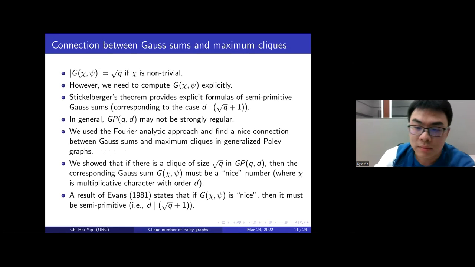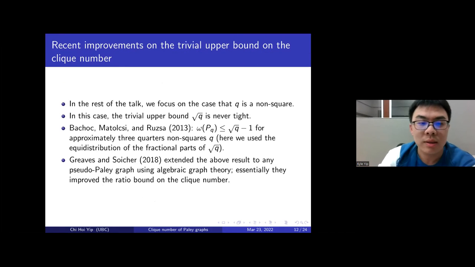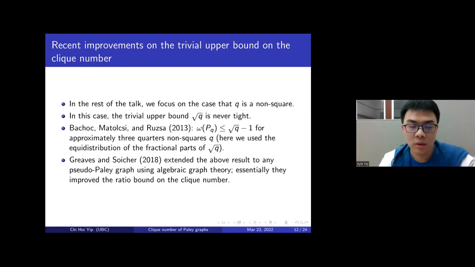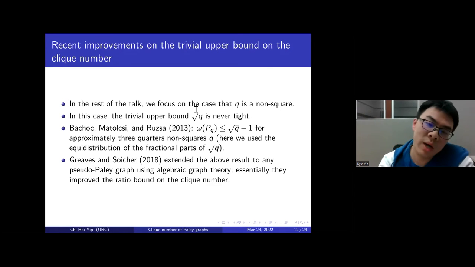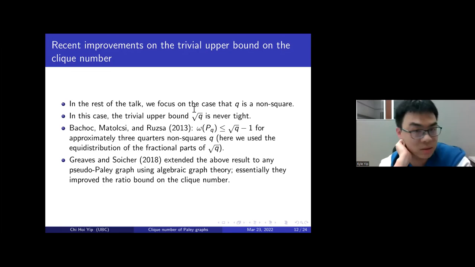Okay, so next, we will move to graphs with non-square order. We have categorized all graphs whose clique number is equal to the trivial upper bound. And next, we would like to focus on the case that q is a non-square. When q is a non-square, the square root q upper bound is never tight because square root q is not an integer.